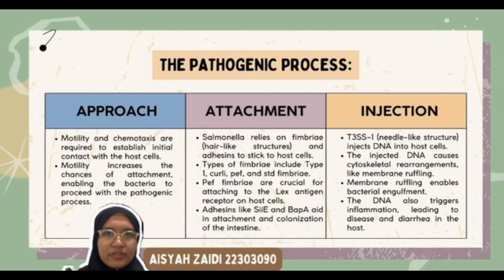T3SS1, a needle-like structure, injects DNA into the host cells. This DNA induces cytoskeletal rearrangements such as ruffling of the host cell's membrane. When the membrane is ruffled, it allows the engulfment of the bacteria. The injected DNA triggers inflammation, leading to disease of the animal digestive system. Conclusion: this is the pathogenic process by which Salmonella enterica invades the animal's digestive system.